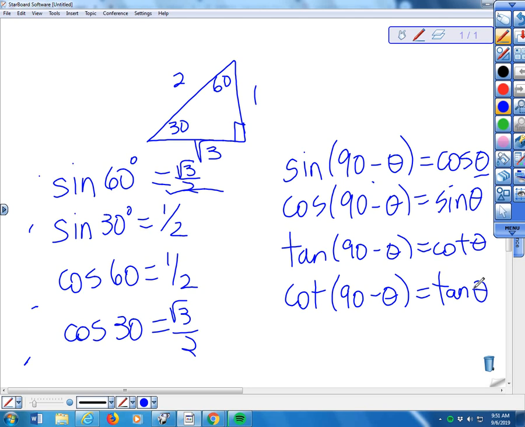Okay, and you could just draw a quick triangle. You're going to see problems that say you're given a triangle and they say what's sine of 90 minus theta. So you could either draw the triangle or just remember that that's equal to cosine theta. Okay. What are some others?